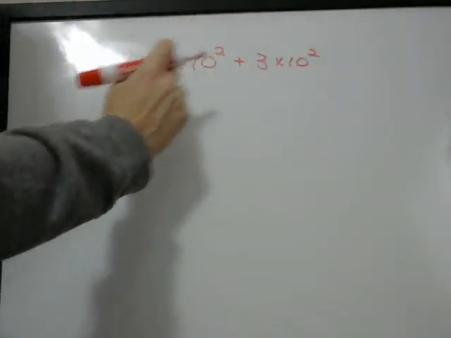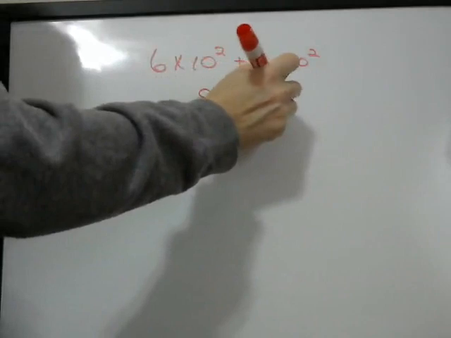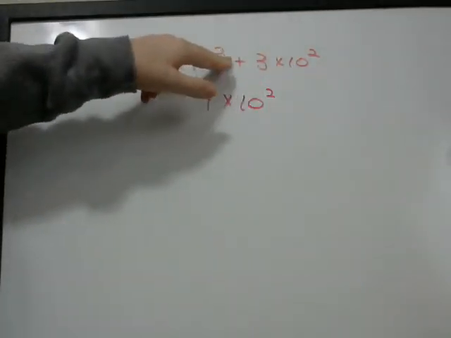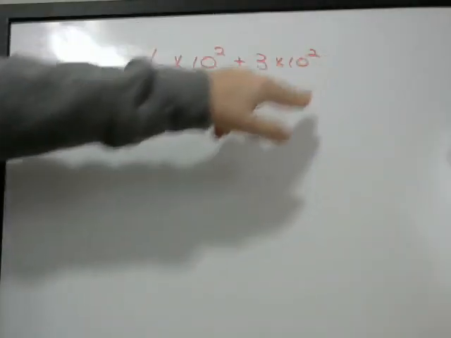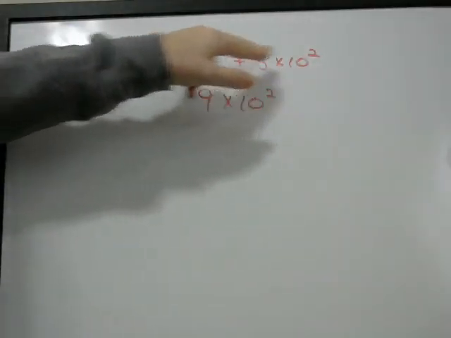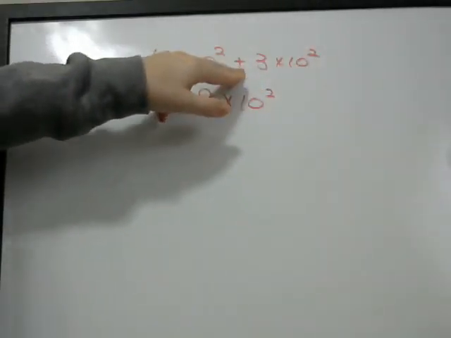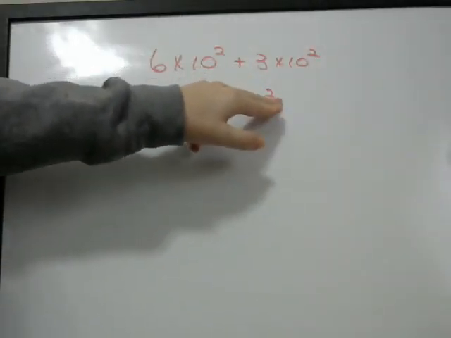So we just do the operation. 6 plus 3 is 9 times 10 to the second. But again, we leave it as the second. We don't mess around with that. So I know when we did multiplication, we added these. When we did division, we subtracted them. When we're doing addition, we leave it alone.